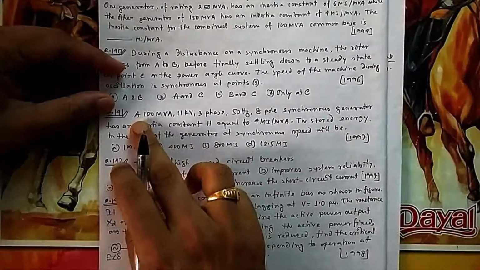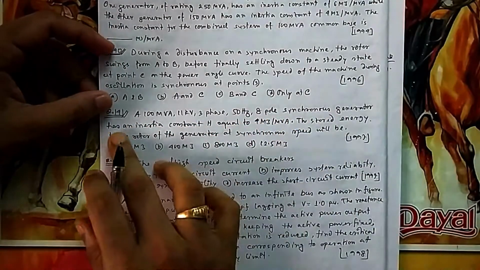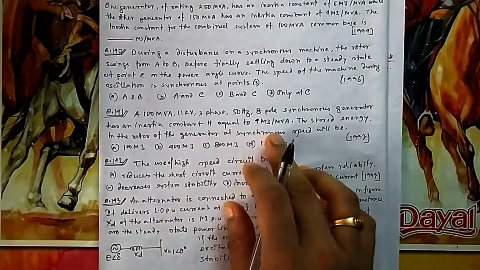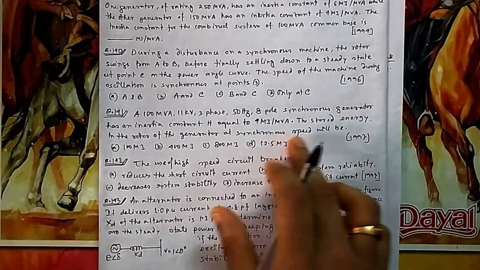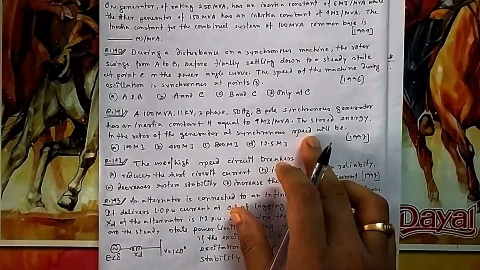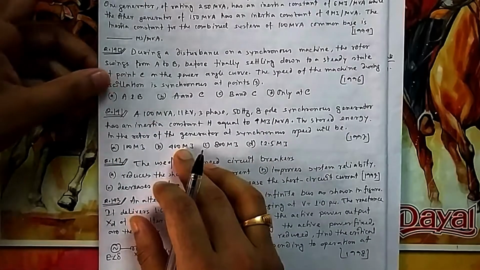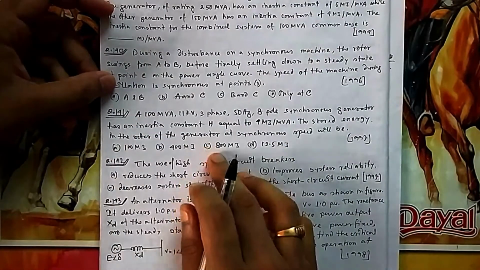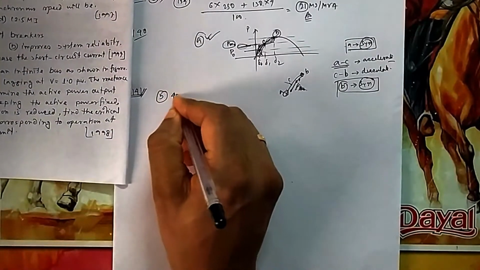Okay, in question number 141, a 100 MVA, 11 kV, 3 phase, 50 Hz, 8 pole synchronous generator has an inertia constant H equal to 4 megajoule per MVA. The stored energy in the rotor of the generator at synchronous speed will be? So what will be the stored energy? 4 megajoule per MVA, and it is 100 MVA. So you can easily find out stored energy will be 4 into 100, that is 400 megajoule, which is your option B. That is 400 megajoule.